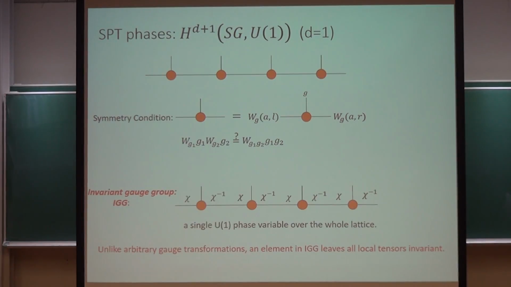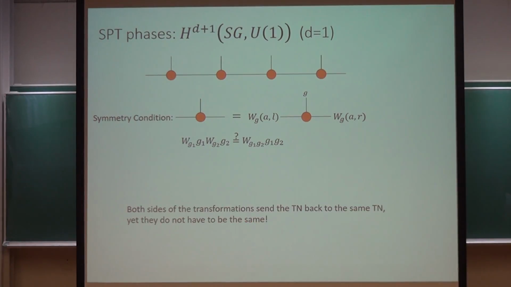So what are G1 and G2? G1, G2 are two symmetry elements. Think about G1 as a translation. So, sorry, I should have mentioned this: you should visualize this WG and G as the transformation on the whole tensor network. So this will define the transformation on the whole tensor network. Okay.